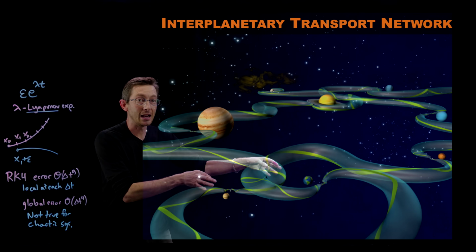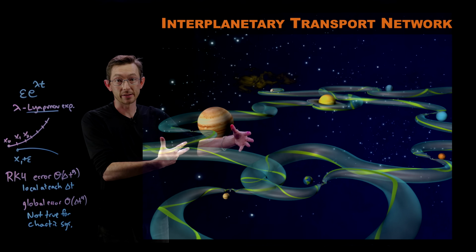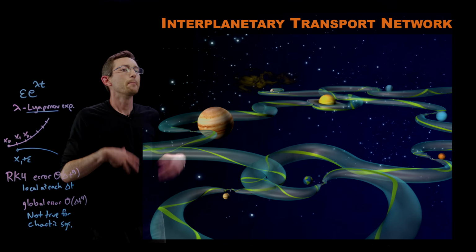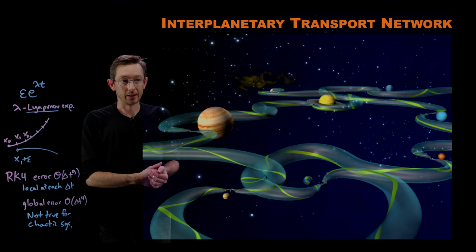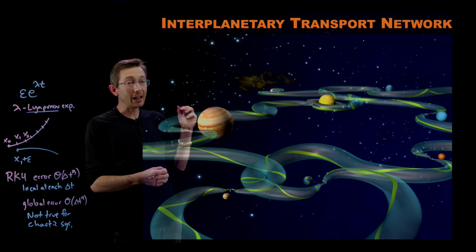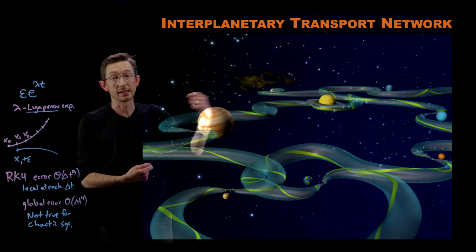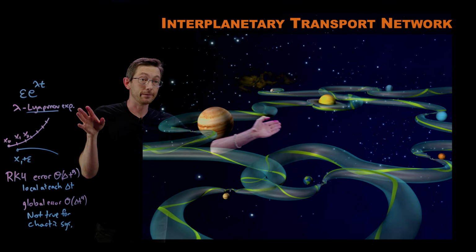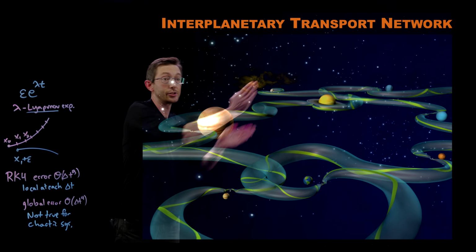But if I have enough saddles and I have a high enough dimensional system like the solar system network, oftentimes that gives rise to really chaotic trajectories. And it turns out in this case, you can actually harness these chaotic trajectories and this exponential growth for very efficient transport to very different regions of the solar system.